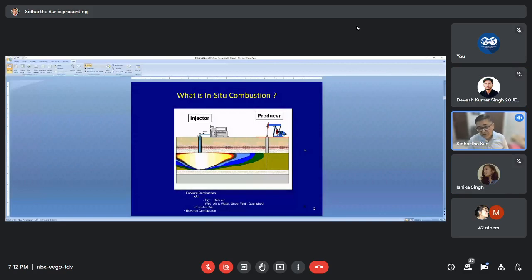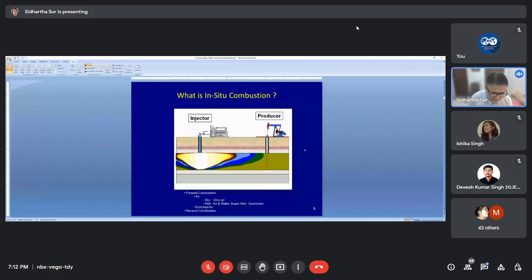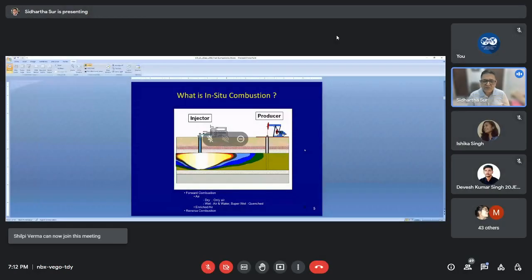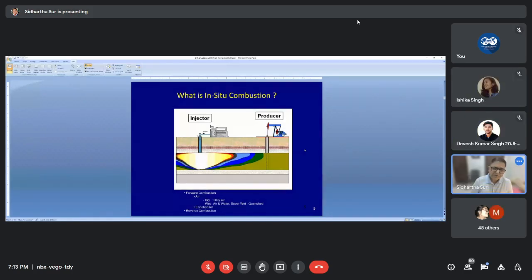When we are injecting air and water, water is a very good carrier of heat. All of you know the physics part of water. So specific heat is one. So to increase the energy efficiency of this process, water is injected in cycles to catch up with the heat which is stored in the burnt zone and create a steam zone ahead of the process to make the process more energy efficient. So that is called wet combustion.